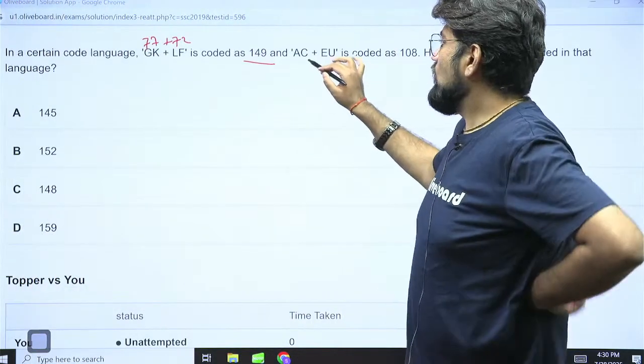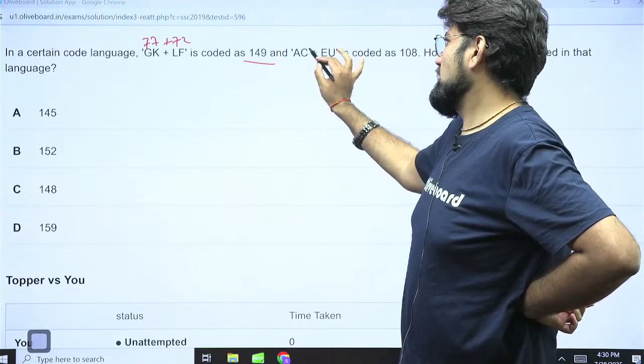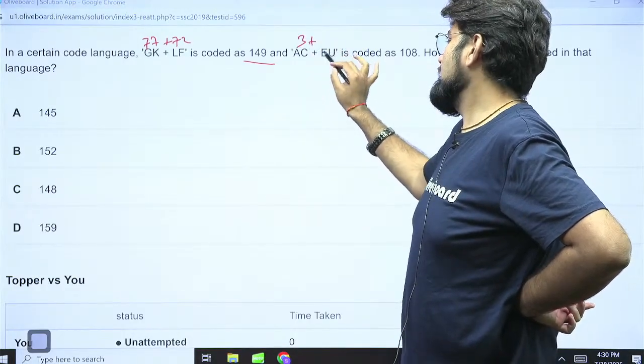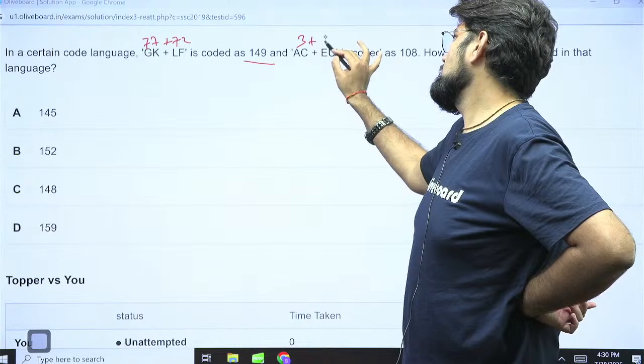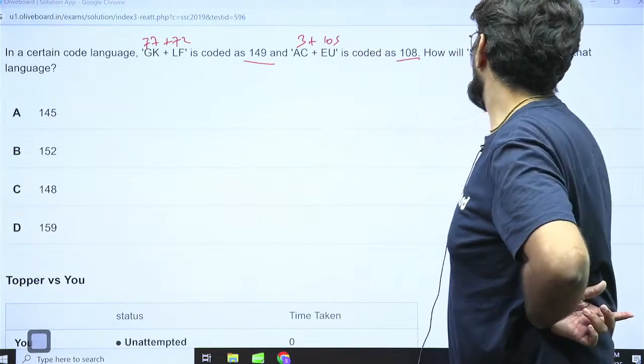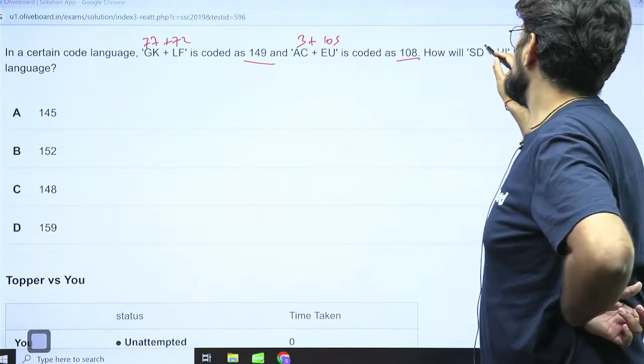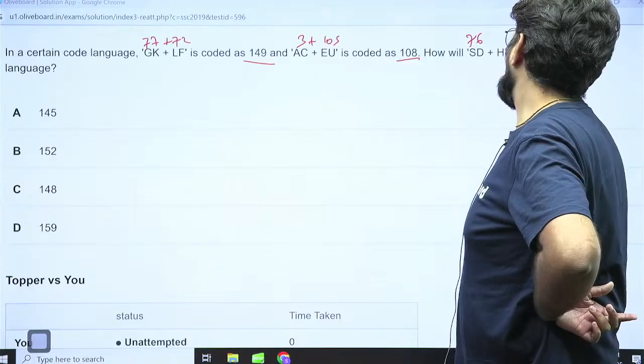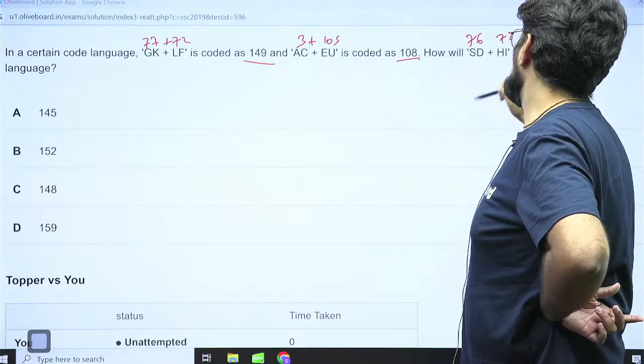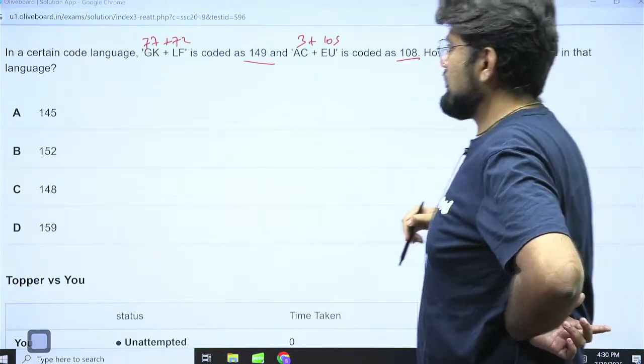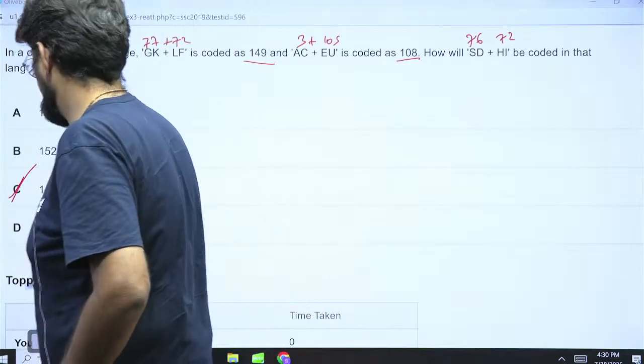So, what we are doing here is just to take the product of the place values. 1 into 3 is 3. Plus 5 into 21 is 108. So 19 into 4 is 76 and 8 into 9 is 72. 76 plus 72, 148. Option C is the right answer.